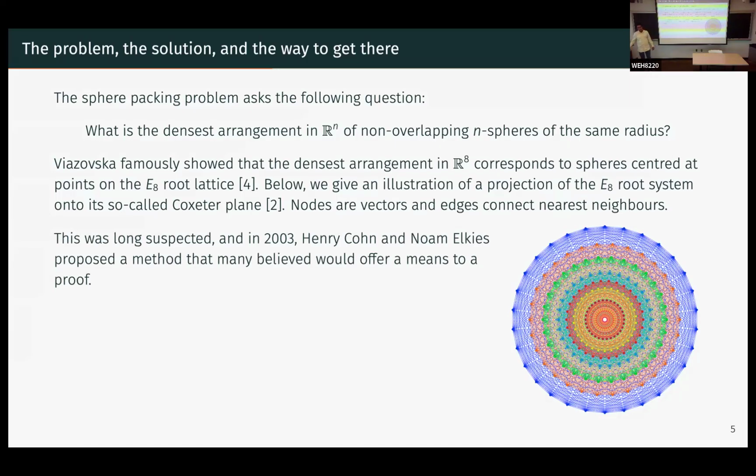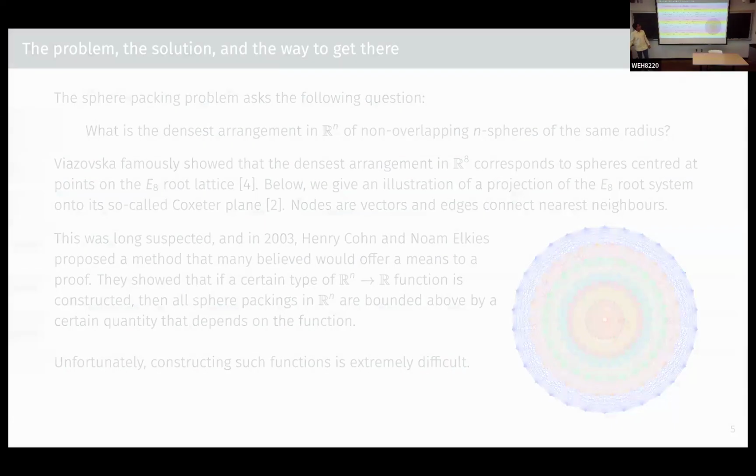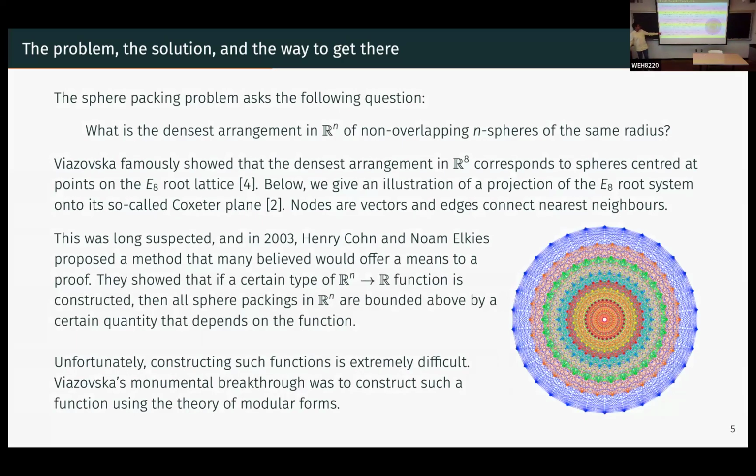Cohn and Elkies suggested a method in 2003 to come up with these so-called magic functions that let you prove optimality of such things. When they came up with it, they thought they'd solved the problem, but unfortunately they hadn't, and it took several more years of trying. But we'll go over this now. Constructing such functions is extremely difficult, and Viazovska's breakthrough was to construct one.